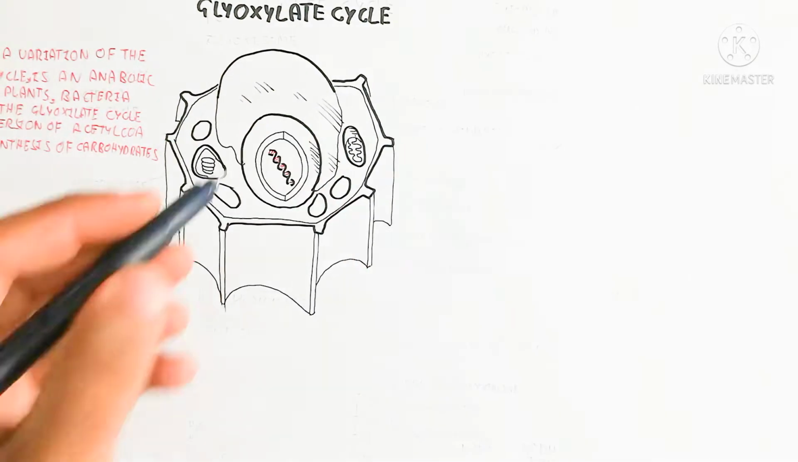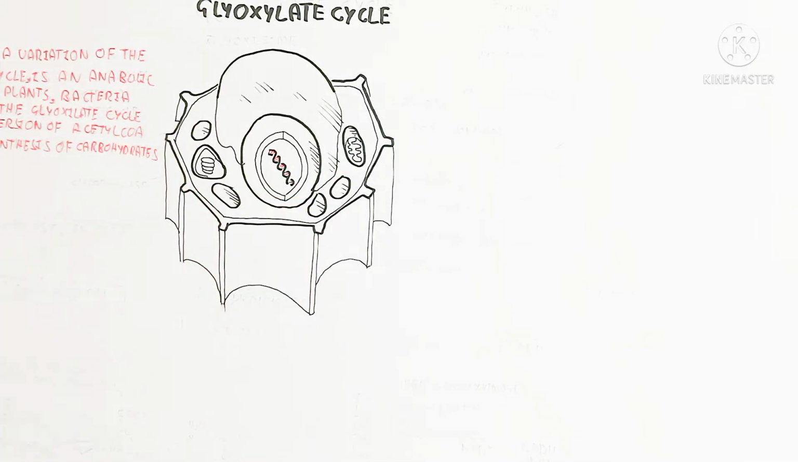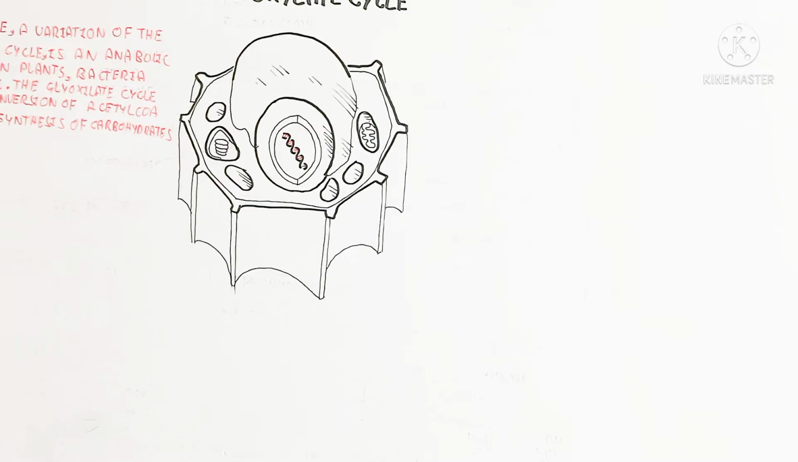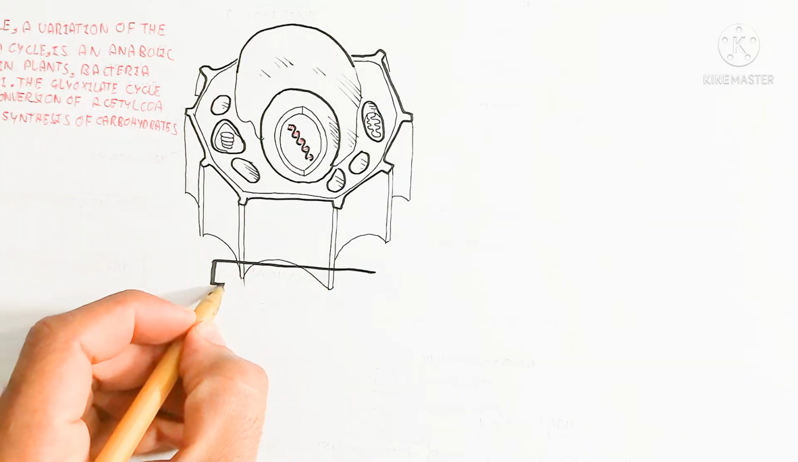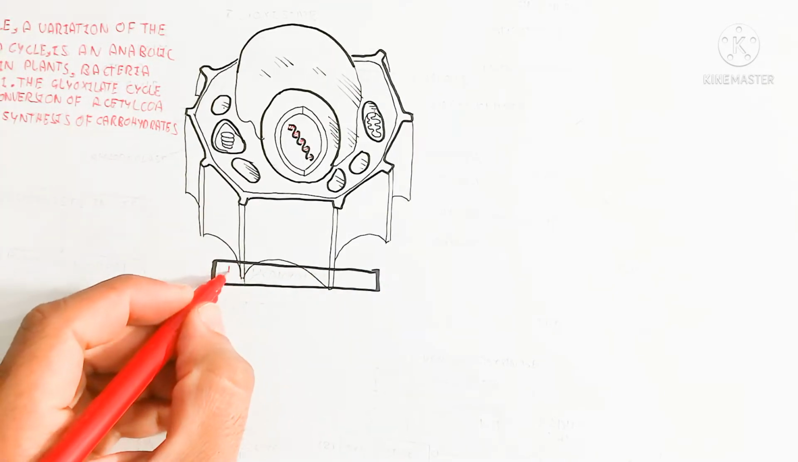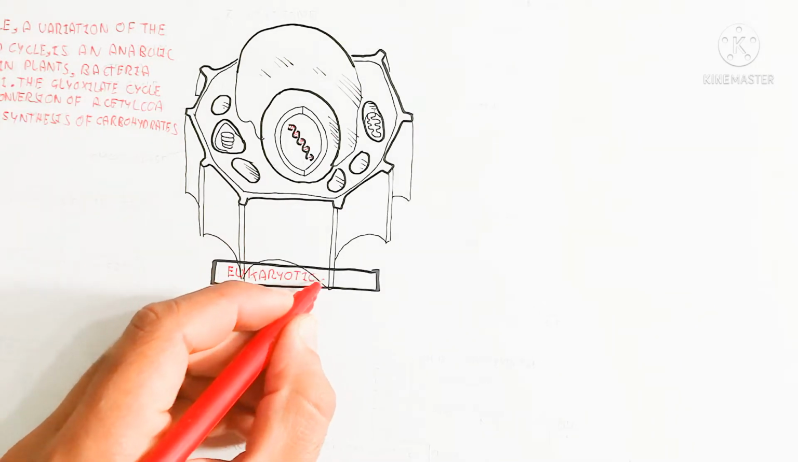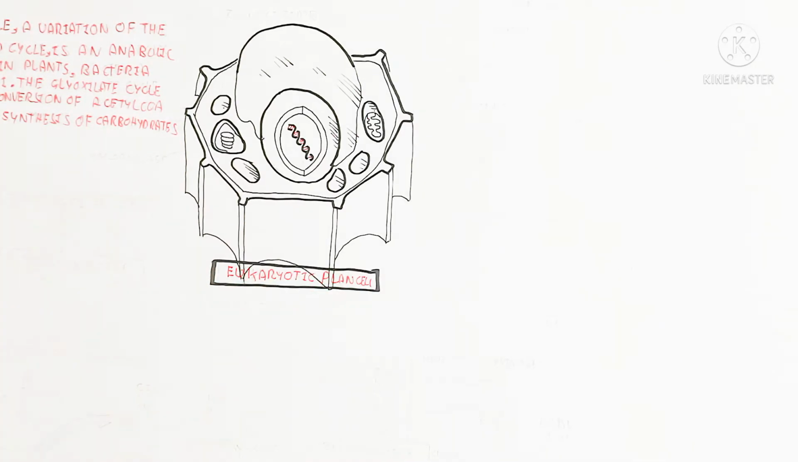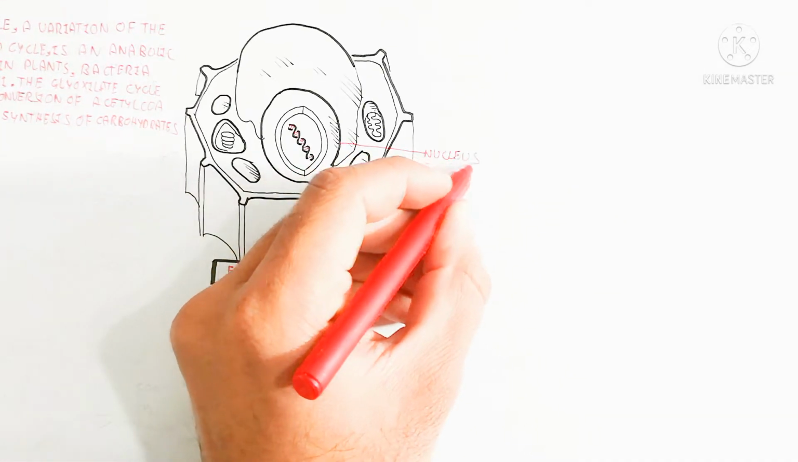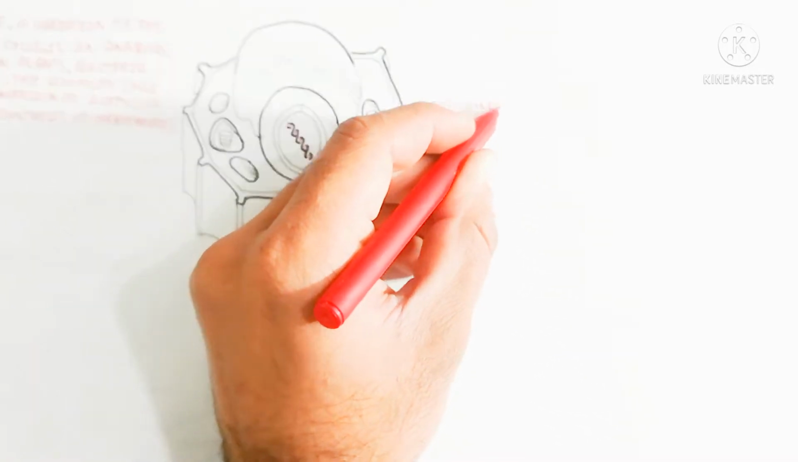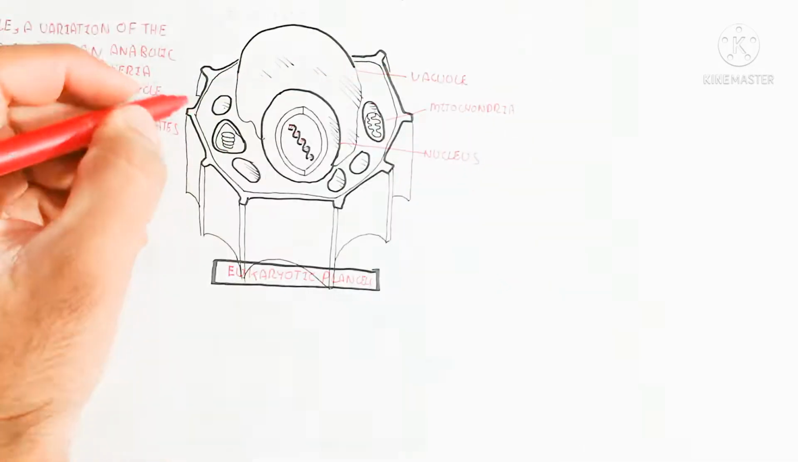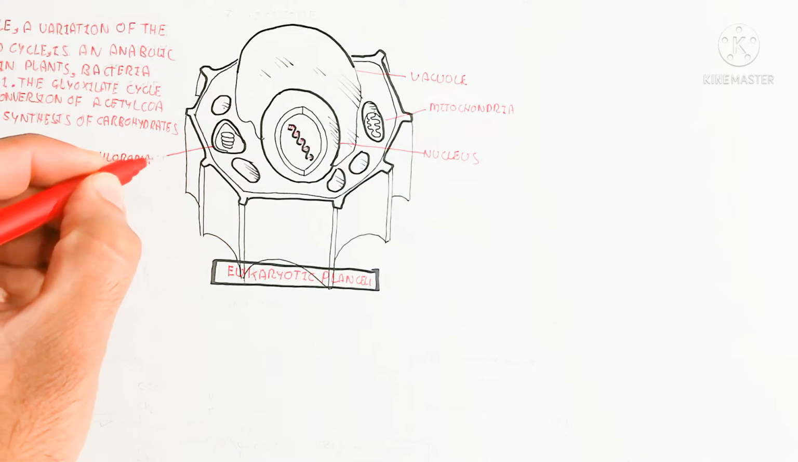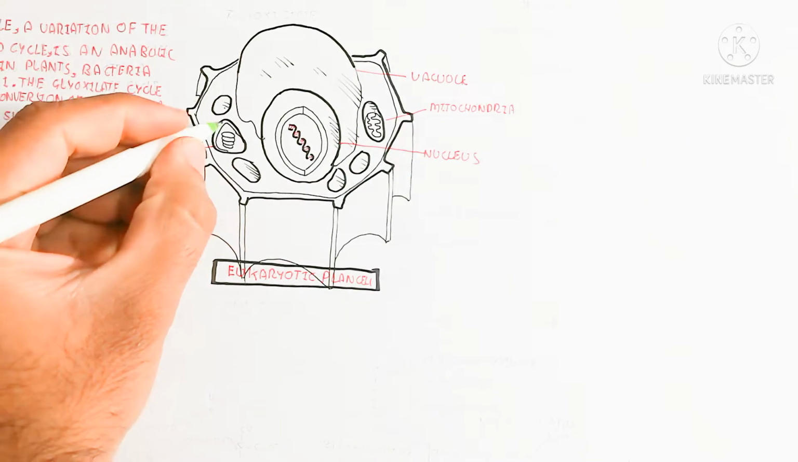Here are the mitochondria and chloroplast, and the important organelle known as the glyoxysome. So the glyoxysome is present in this eukaryotic plant cell. It is also involved in the prokaryotic plant cell, known as blue green algae, but only in rare cases. Here is a vacuole, mitochondria, nucleus and chloroplast.